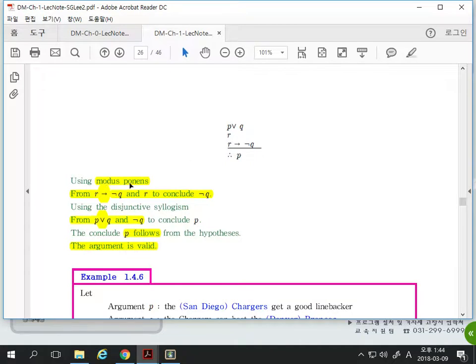So let's check these propositions using modus ponens. We assume these three propositions are true, and conclude. From R implies not Q, and R, we conclude not Q. Using the disjunctive syllogism on P or Q and not Q, we conclude P clearly. The conclusion P follows from the hypotheses.